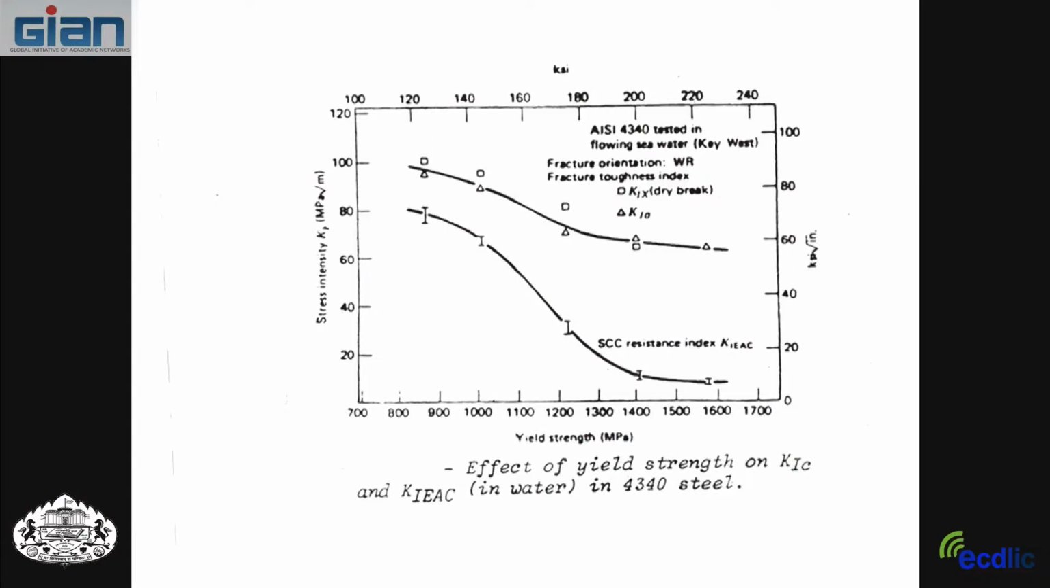Anyway, this is failure in the air. This is failure in environment, and it's a seawater environment. And this is the strength. So you can see at a certain yield strength, the K1SCC or the K1EAC goes way, way down. It goes down a little bit in air, but here it goes way, way down.